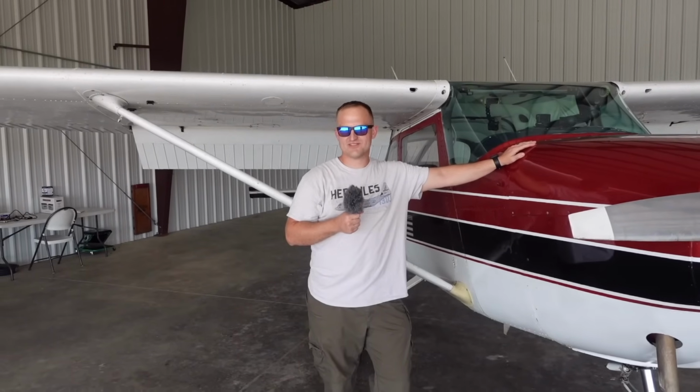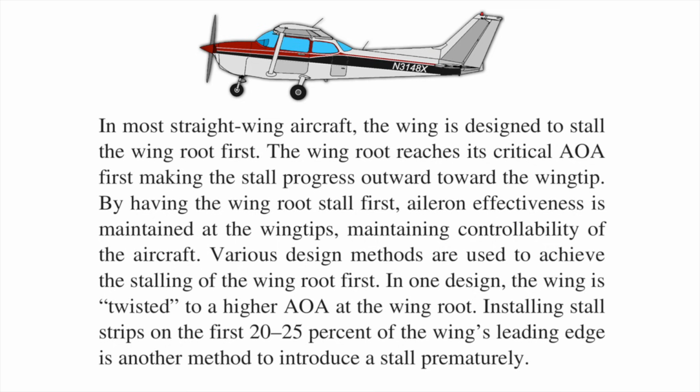Back to you, Josh. Thanks, Josh, but it seems like they may not be entirely convinced. Let's read an excerpt from the Pilot's Handbook of Aeronautical Knowledge. In most straight-wing aircraft, the wing is designed to stall at the wing root first. The wing root reaches its critical angle of attack first, making the stall progress outward toward the wingtip. By having the wing root stall first, aileron effectiveness is maintained at the wingtips, maintaining controllability of the aircraft.